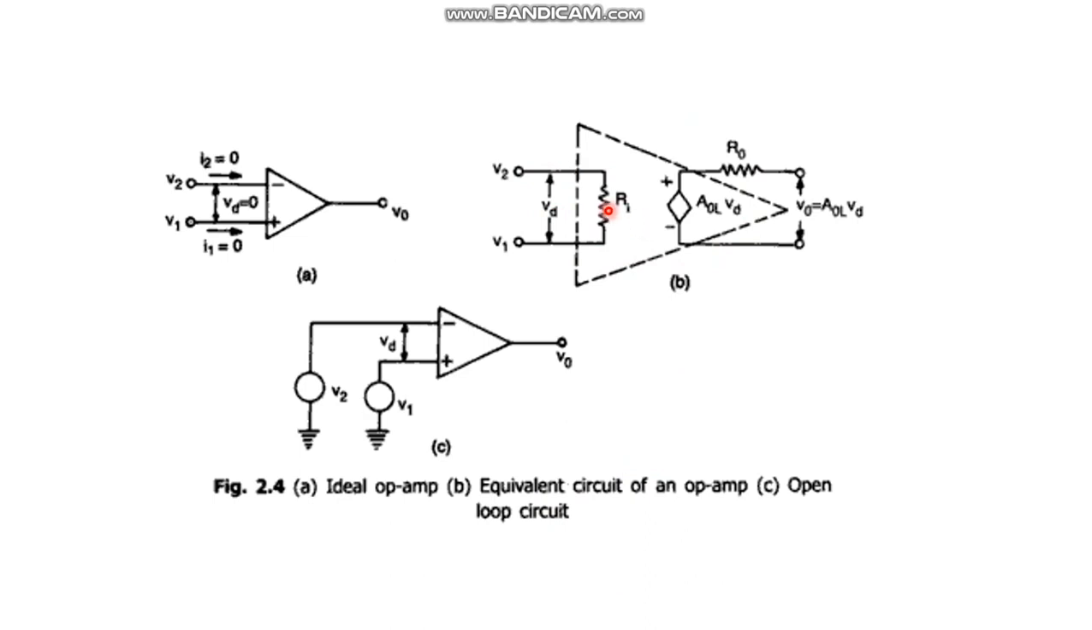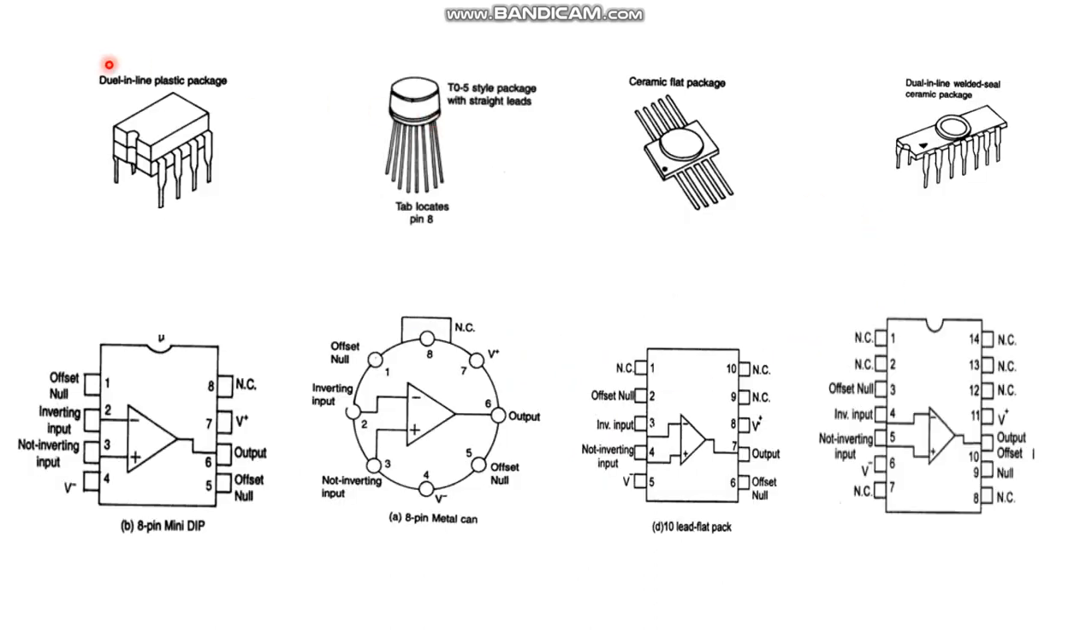Okay, so it consists of input resistance, output resistance, AOL, open loop gain, into VD, where VD is the difference between V1 and V2. Okay, so if I am giving V2 as a supply voltage to this and V1 as supply voltage to this, V2 minus V1 or V1 minus V2 is said to be a difference voltage, and V0 is output voltage. V0 is AOL times VD, and these are different IC configurations of Opamp available in the market.